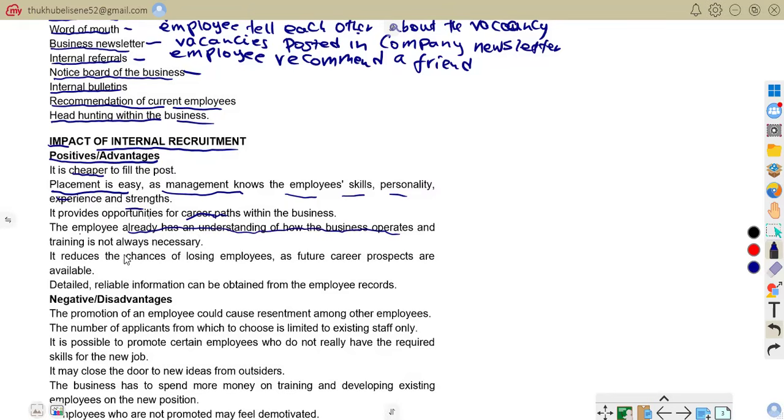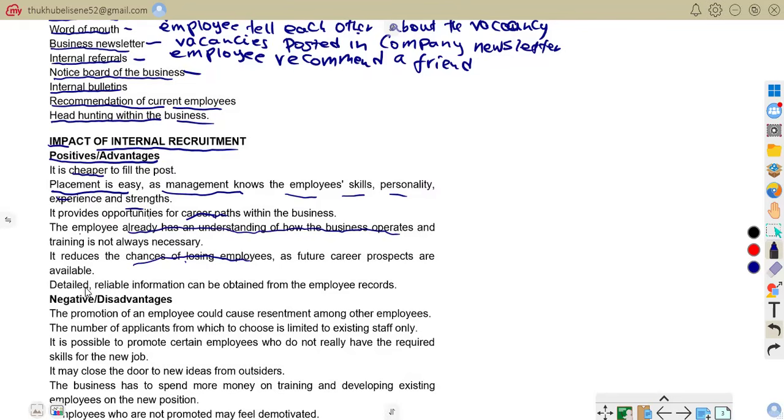It also reduces the chances of losing employees, as future career prospects are available. Staff are going to stay with the business if they see promotion opportunities. It means workers don't resign because promotions are possible.